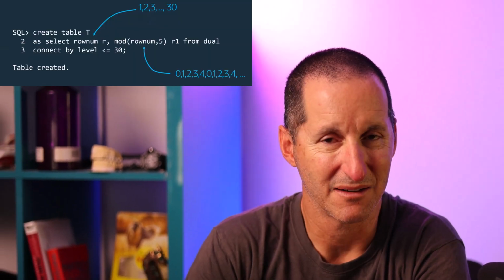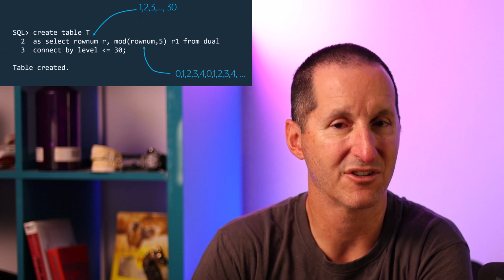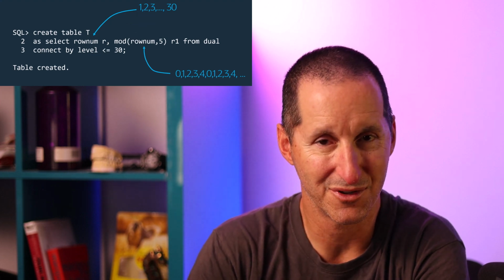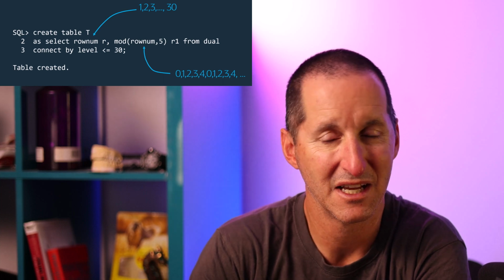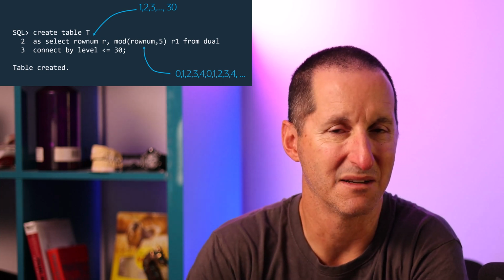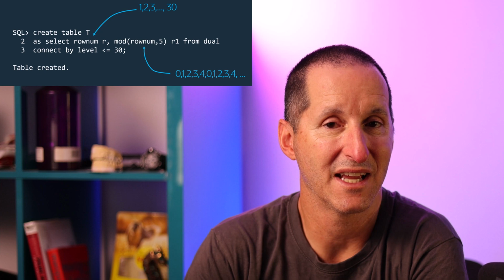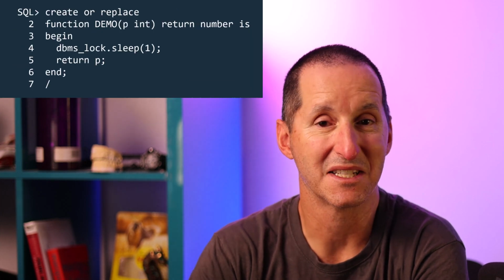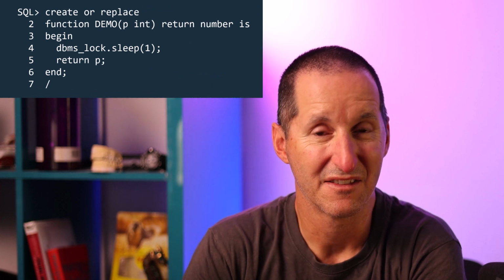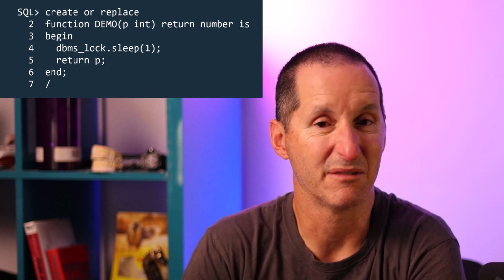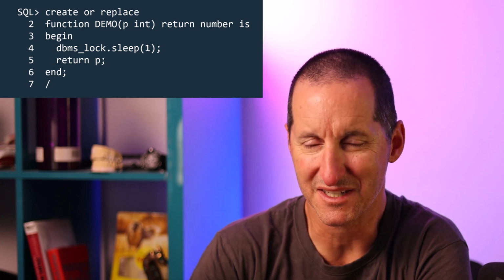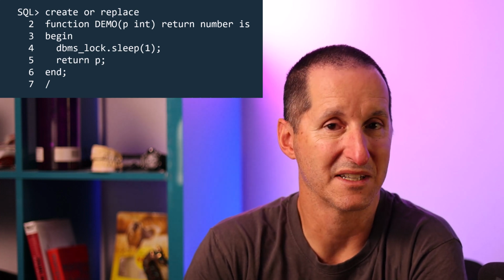I'll create a table here. It's going to have 30 rows in it, and I've got two columns. The first column has the values 1 through 30, so 30 distinct values. But the second column, just using a modulo function, you can see only has the values 0, 1, 2, 3, and 4. I'm going to create a sample PL/SQL function now that takes in a value and simply returns that value. But to mimic this PL/SQL function being expensive, it's going to sleep for 1 second.